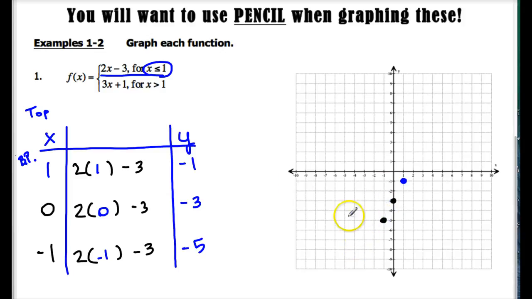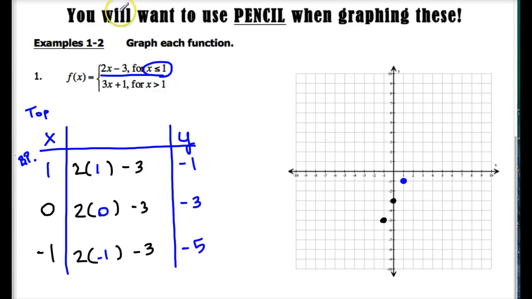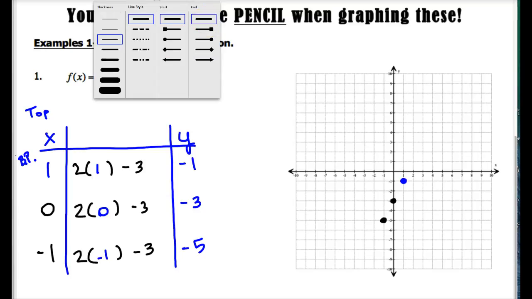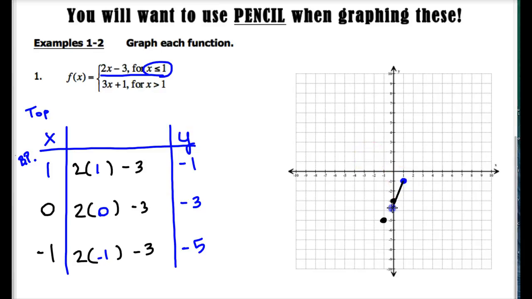Okay, and now I'm going to connect those dots. This top piece right here is linear, 2x minus 3, so it's going to be a line. But it's going to be a line that only goes to this blue point right here. Again, that's my boundary point. So it's going to stop right there at that point. It's actually going to be more like a ray than anything else. So it's going to look something like this. And that's going to be the top piece of my function.